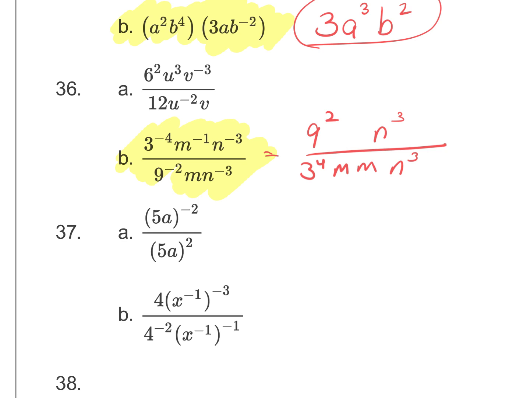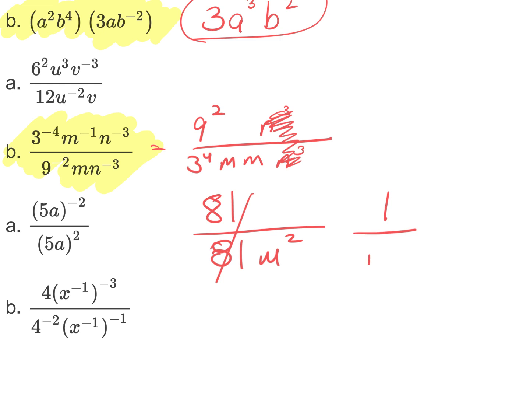What happens with n cubed and n cubed? They'll cancel out, right? 3 minus 3 is 0. What is 9 squared? 81. What is 3 to the 4th power? And then I have m what? Can I do a little more? What does this become, guys? This becomes 1 over m squared. It does not just become m squared. Remember, anything divided by itself is 1, so that 1 is still on top.